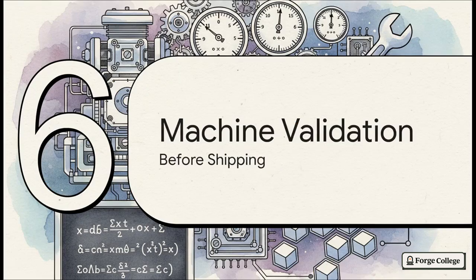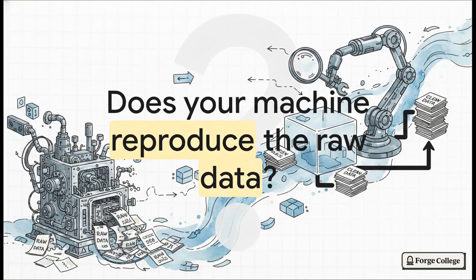And finally, Section 6, validating your machine. Our machine is built, the dials are calibrated, but before we ship this operational annex for our capstone project, we absolutely must ensure it actually works. So I want to pose a provocative question to you. Does your newly built machine accurately reproduce the raw benchmark data? Because listen, if you can't trace your modeled estimates all the way back to the raw CSVs, your model's flying blind. We need rigorous testing.